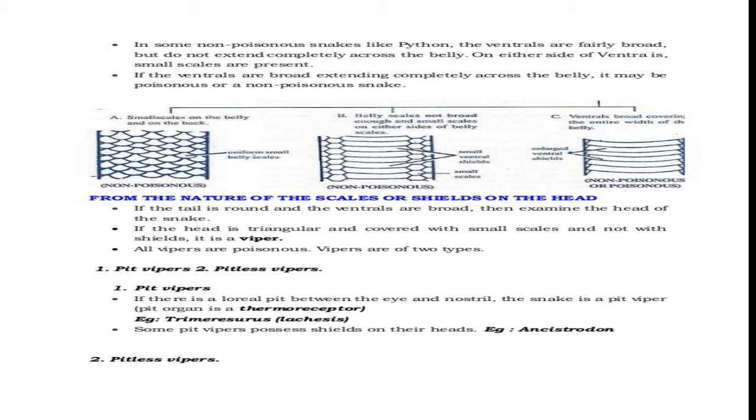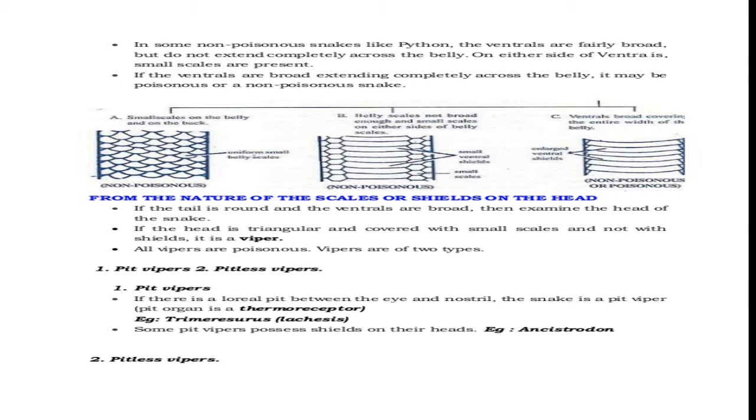By the three different pictures which I have mentioned there, you can confirm. The first picture shows the scales are small, so we can confirm it is a non-poisonous one. The second one is fairly broad in nature and is not completely covering the trunk region, so we can say it is non-poisonous. But in the last picture, the ventrals are broad and completely encircle the belly part, so we cannot confirm whether it is poisonous or non-poisonous. So we have to look further.